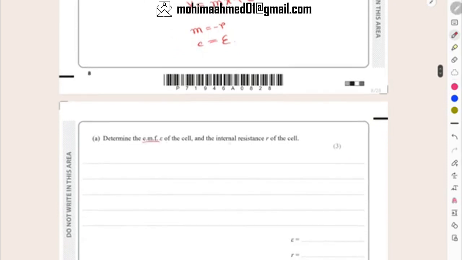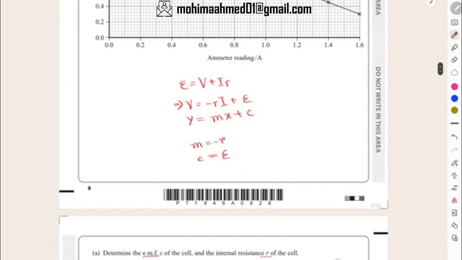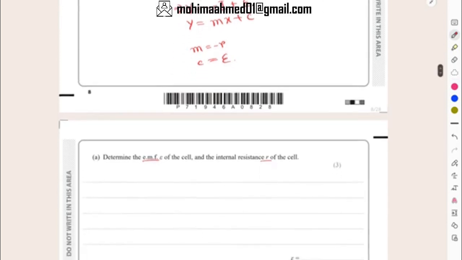Determine the EMF of the cell and the internal resistance r. That we already explained in this part, but we have to just find out the gradient of this graph and the y-intercept. They never say how you would calculate it or to explain your procedure. They just want you to find the values. Whatever process you use doesn't matter to them. They just want the working and the values for this EMF and the internal resistance, right?